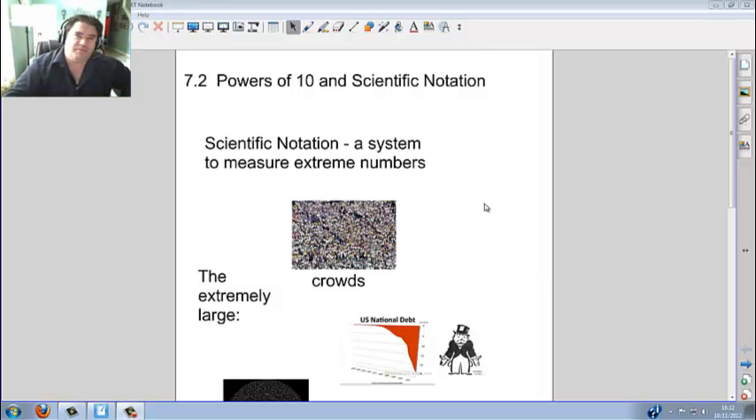Welcome back to AT Math 7-2, powers of 10 in scientific notation. Why it's easier than exercising in most gyms.